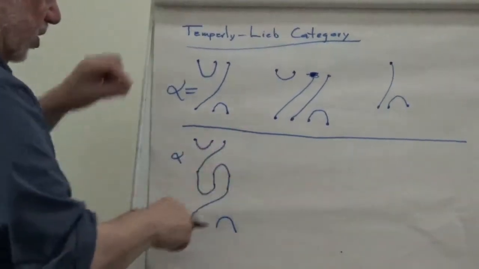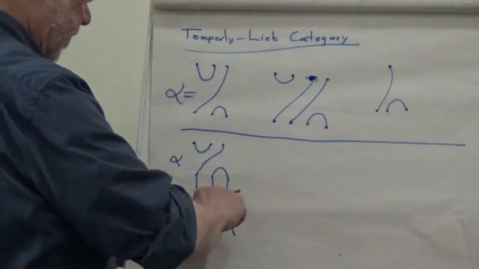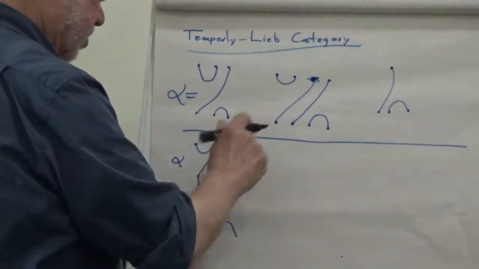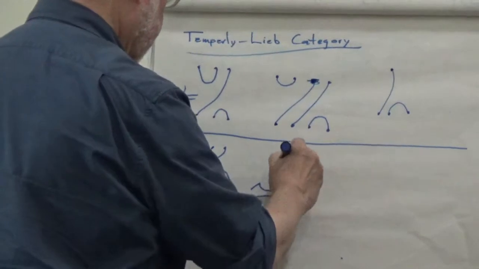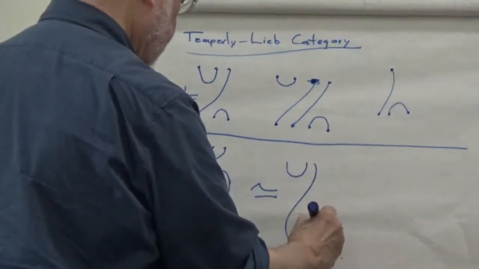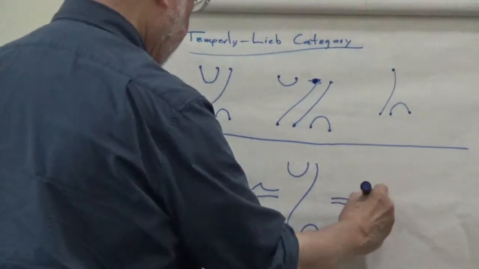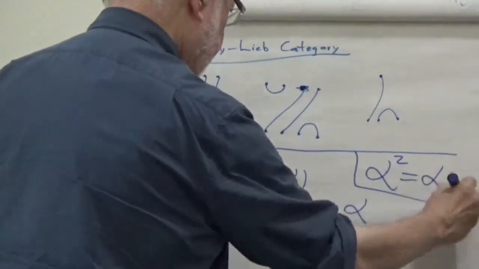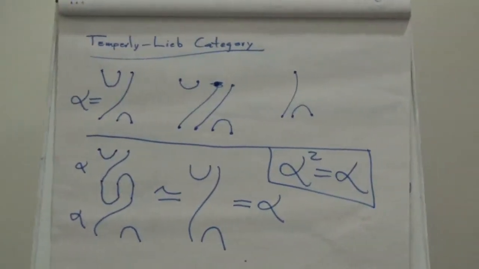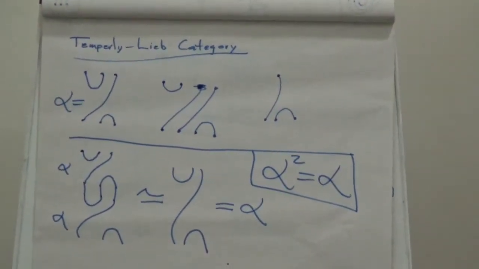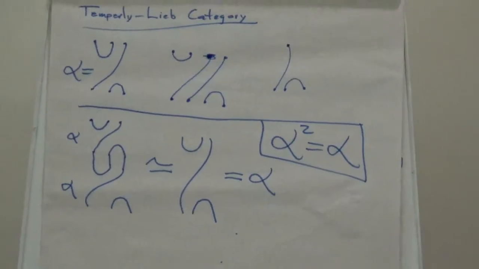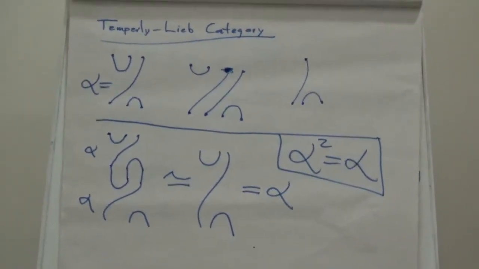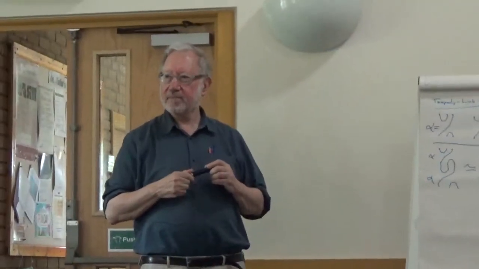But remember, I'm doing this topologically. All I care about is the fact that this is connected to this. I can straighten it out. But once I straighten it out, I get alpha back. So I have alpha squared is equal to alpha. I get an idempotent element. I get a projector. And so these algebras are related to idempotence. They're related to von Neumann algebras, and they're related to physics and various things. And nice diagrams, and the diagrams are the morphisms in the category.